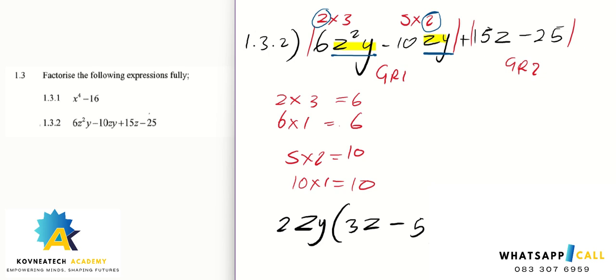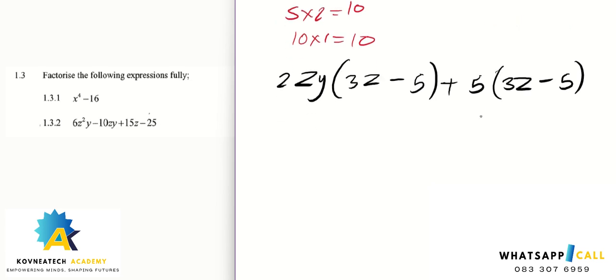For the second group, we're also going to take 15. 15 is equal to 3 times 5, and 25 is equal to 5 times 5. So the common factor here is 5. We're going to factor out 5, then we open the bracket. You'll have 3z minus 5. For this one, it's 3 times 5, and this one is 5 times 5. So we take 5 as a common factor, then you'll be left with 3z minus 5.